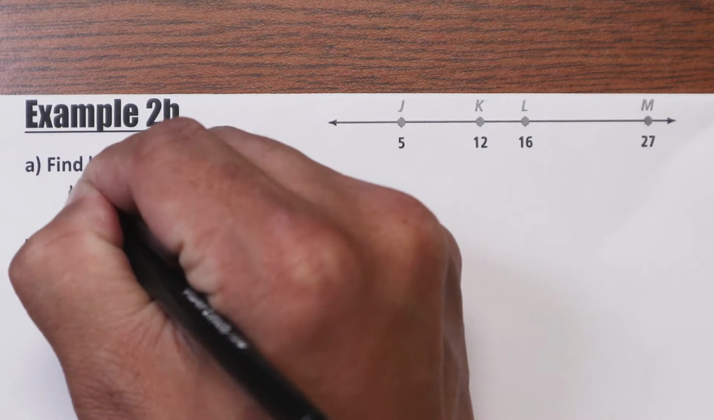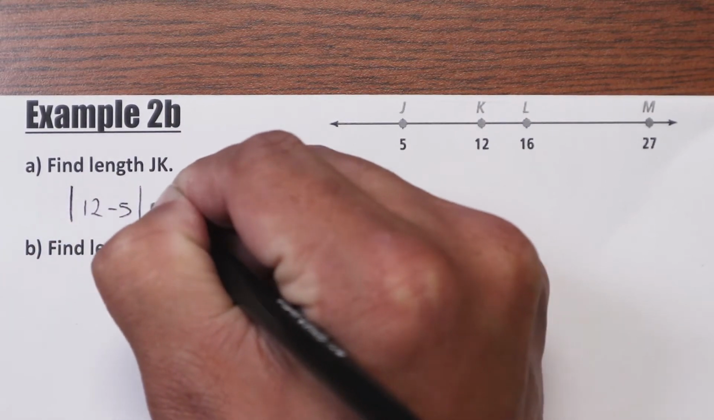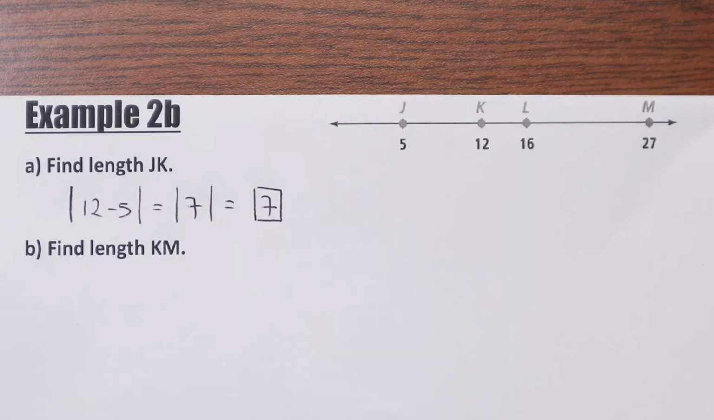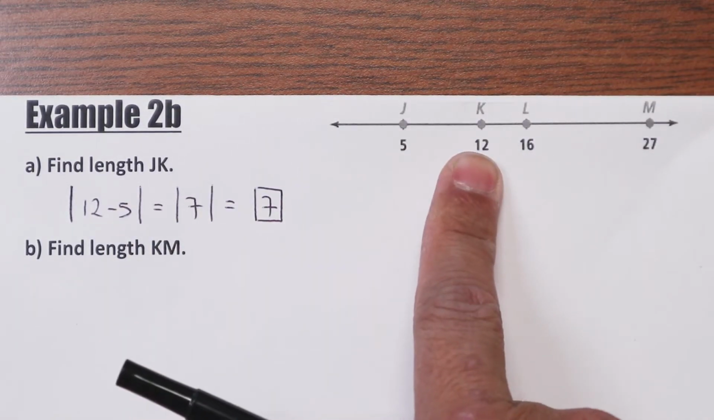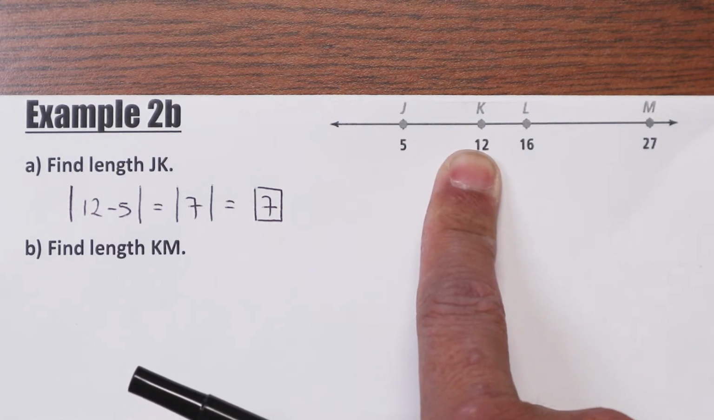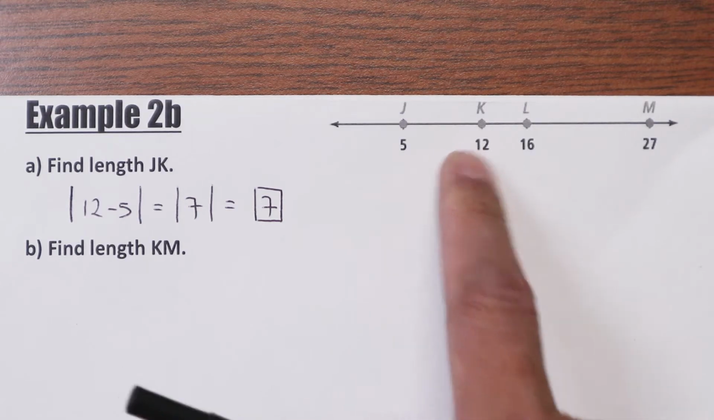So you're going to do absolute value of 12 minus 5, which is absolute value of 7, which is positive 7. Now, you could also do 5 minus 12 if you want. You're just going to get a negative number inside the absolute value. But once you take the absolute value of that number, it's still going to get you positive. So there are 2 ways to do it.